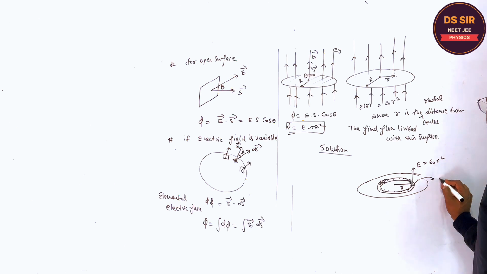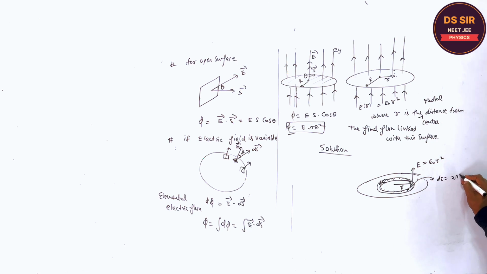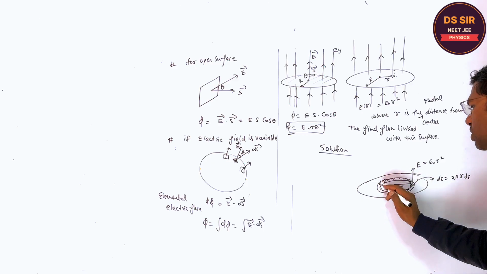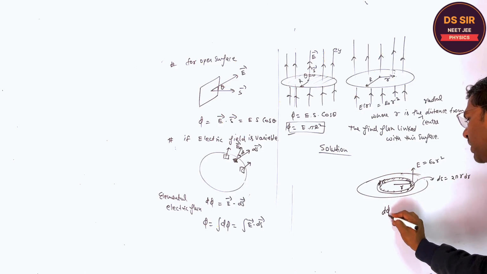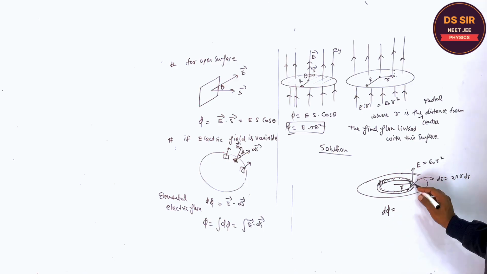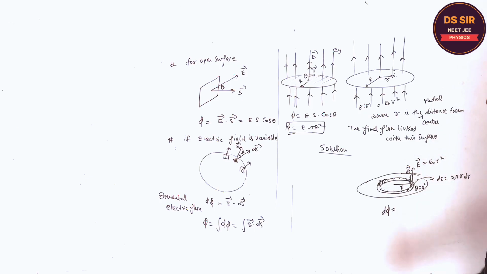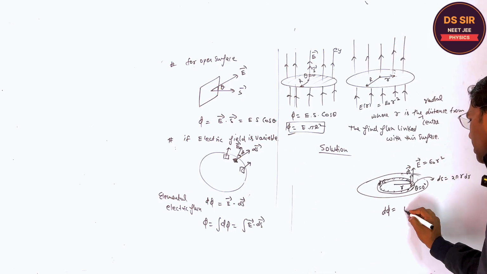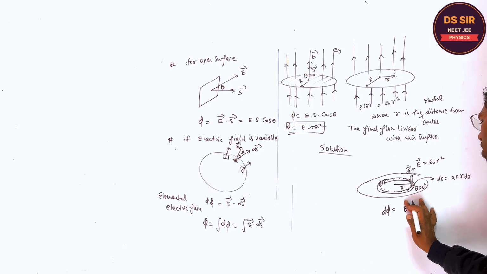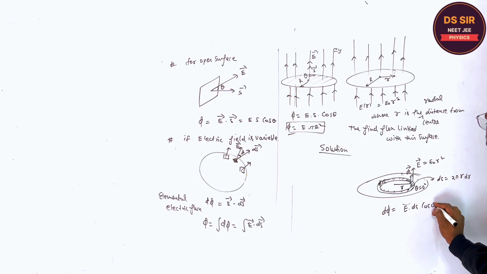The elemental area is equal to what? Say 2 pi r into width dr. So what is the elemental flux? This is the area vector ds, and this is the electric field vector. The angle between them is 0. So the elemental flux is equal to E dot ds cos 0.